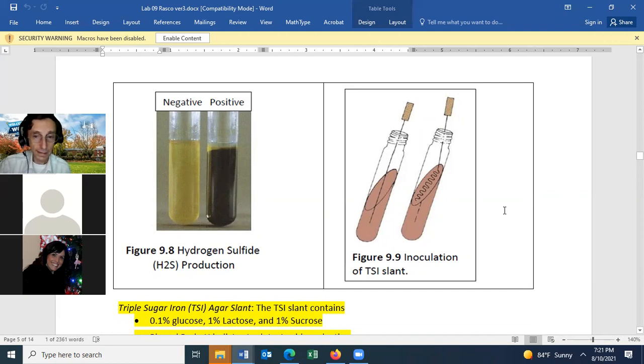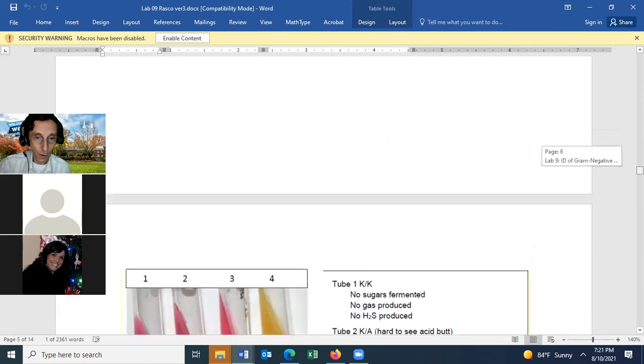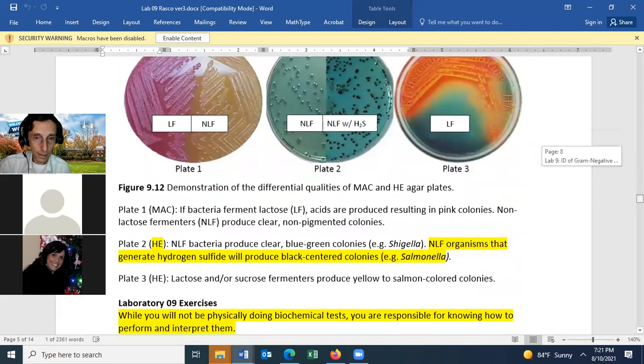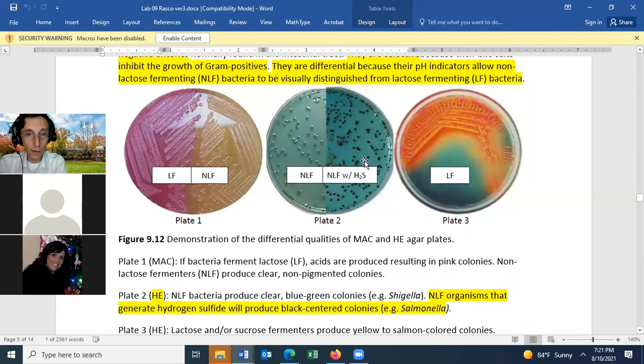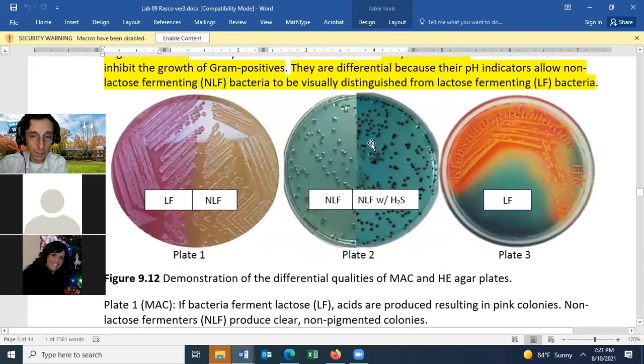This can also be tested on the triple sugar iron tube, and I'll show you that in a minute, or on the Hektoen enteric agar. Now here we go, Hektoen enteric agar. You'll note that on this side, we have black colonies. That's because they're producing hydrogen sulfide gas. On this side of the HE plate, we have non-black colonies, they're white, and that's because they're not producing hydrogen sulfide gas. Any question about any of that?